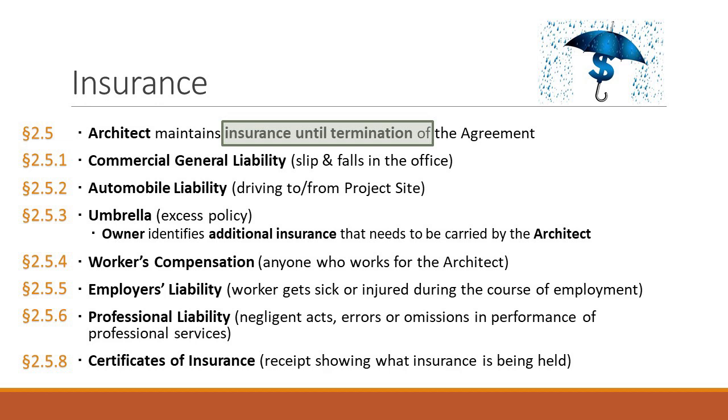And then 2.5.6, that's professional liability. This is the most important for the architect in performing its services. This, as you can see, covers negligent acts, errors or omissions in the performance of the professional services. So 2.5.6 is the insurance that you, as the architect, need to carry. And if there's a design error, that wall falls down because of the design error, it's this policy, the professional liability policy, that pays out, and not the commercial general liability policy.